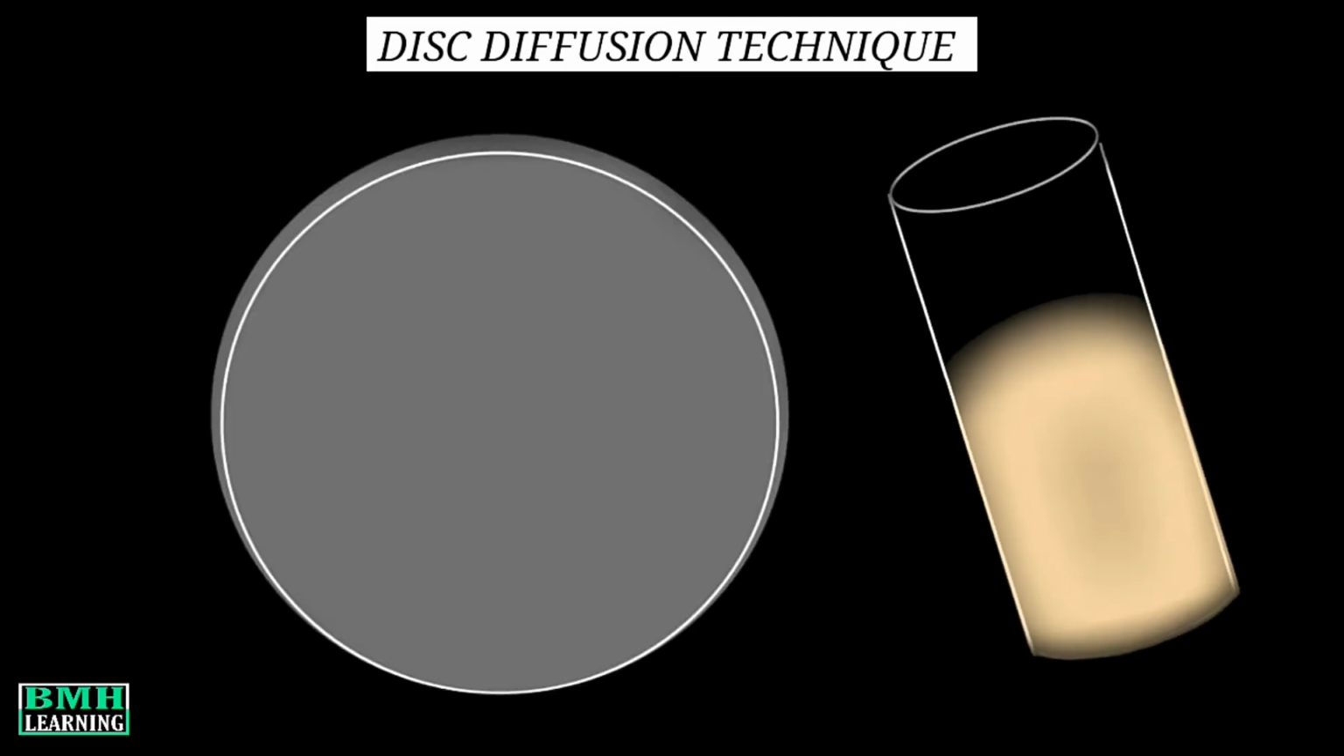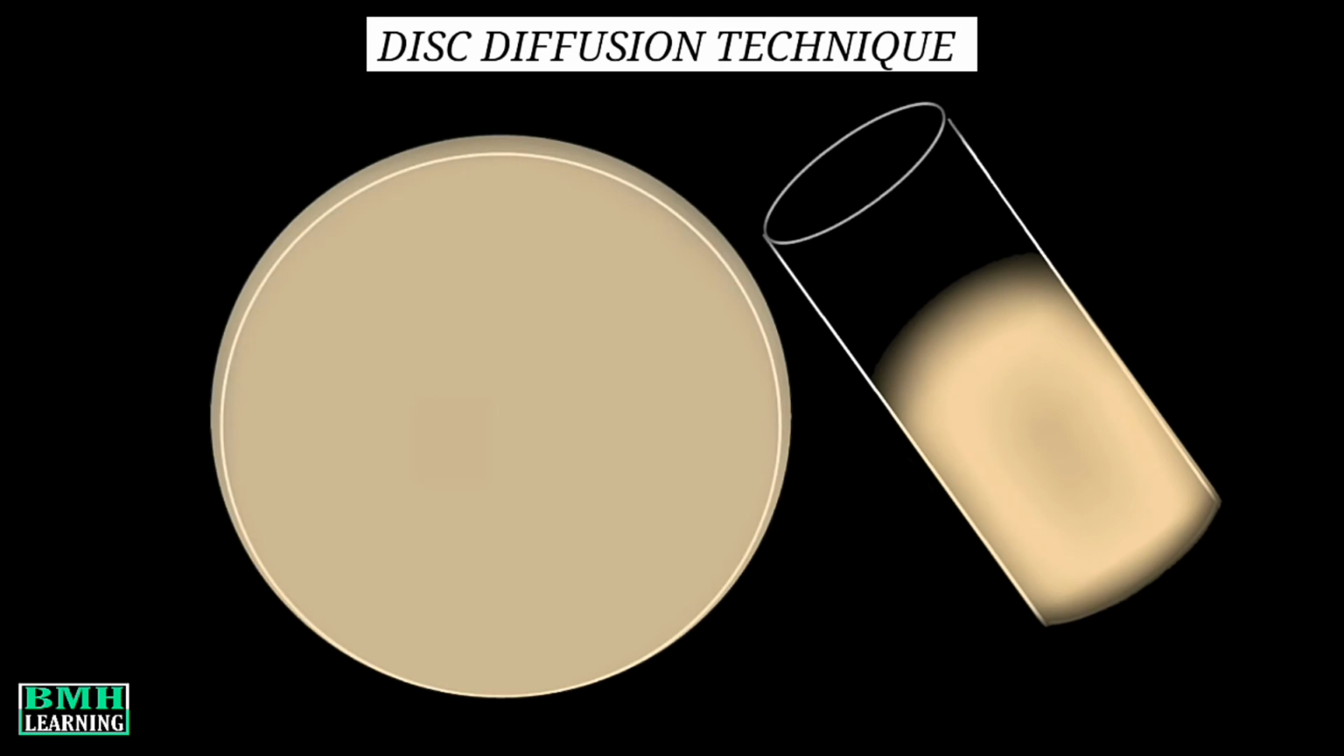The molten agar with the bacteria is layered in a petri dish. The petri dish is then incubated at 25 degrees Celsius. It's because this is the ideal temperature for bacterial growth.